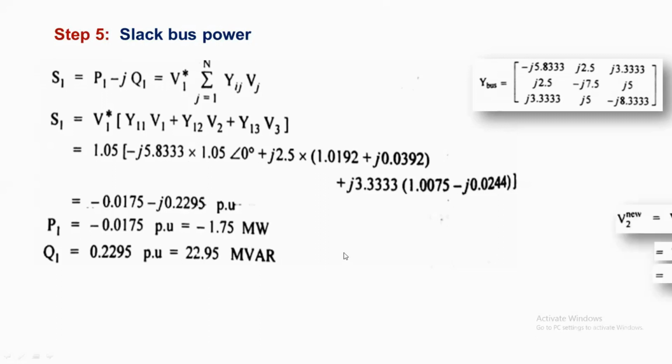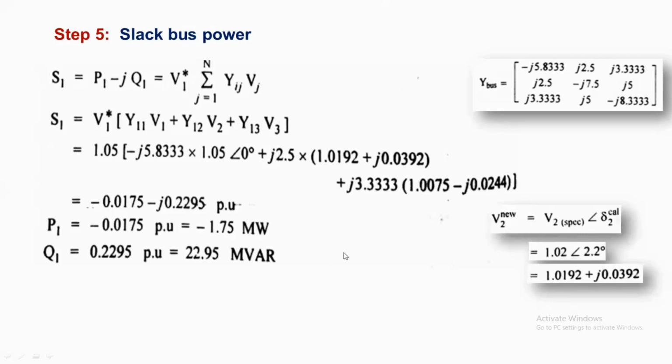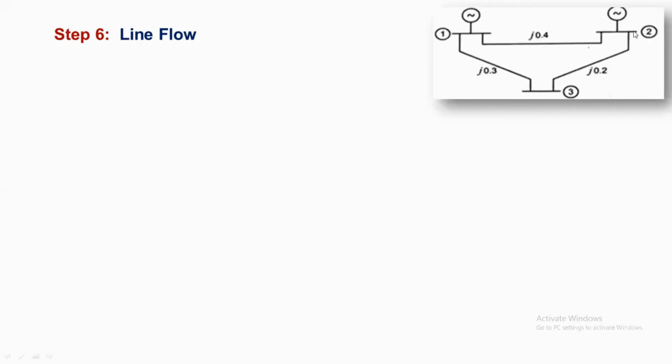Then step number 6, calculate the line flows. Here in the power system, there are 3 lines: 1 to 2, 2 to 3, then 3 to 1. Calculate the line flows in both directions. That is, the line from bus 1 to 2, also bus 2 to 1. Then similarly, 2 to 3, 3 to 2, 1 to 3, then 3 to 1.